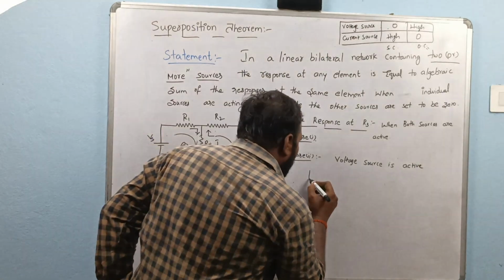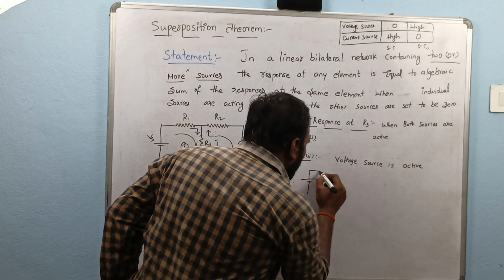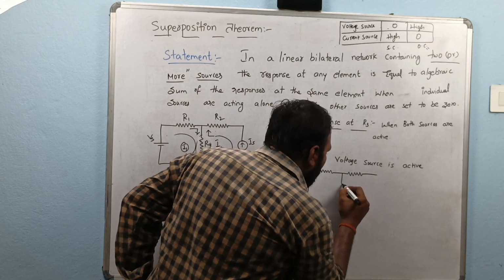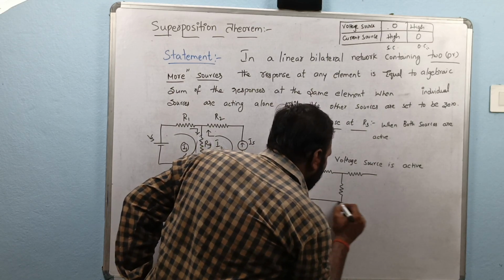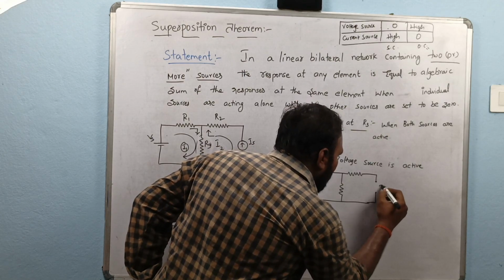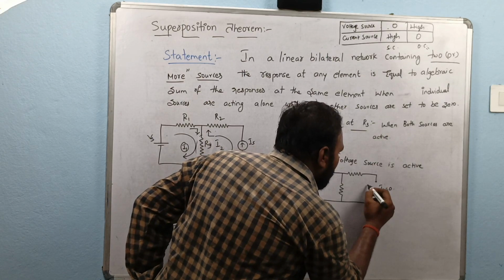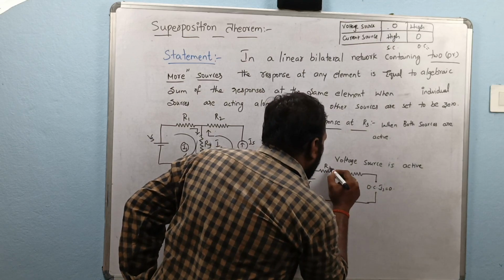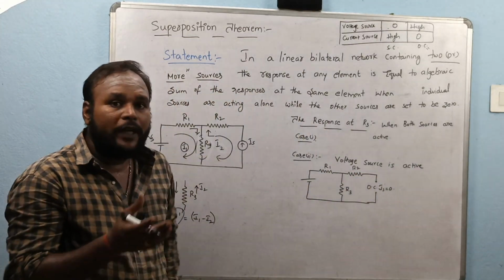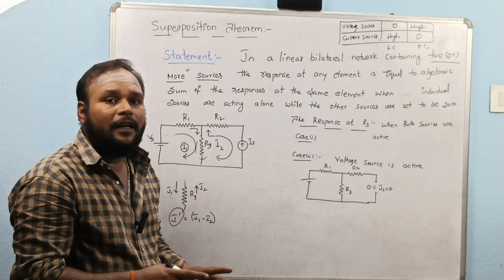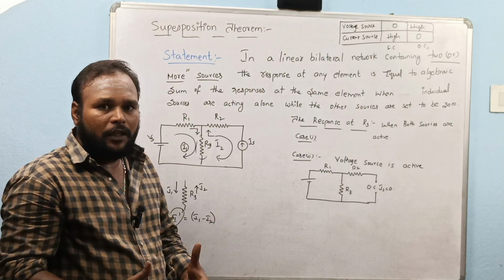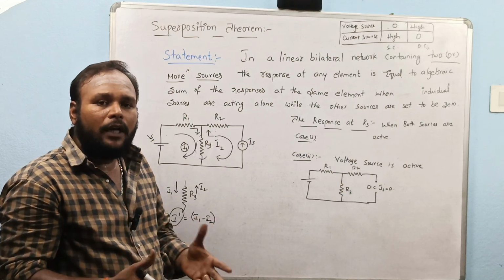Now let us draw the circuit. The circuit should be drawn like this: R1, R2, R3. Is equal to 0. That means open circuit. R1, R2, R3. Here we can't do any problem. We are just explaining the method of how we are going to solve the superposition theorem. In the next video, we are going to do the problem.